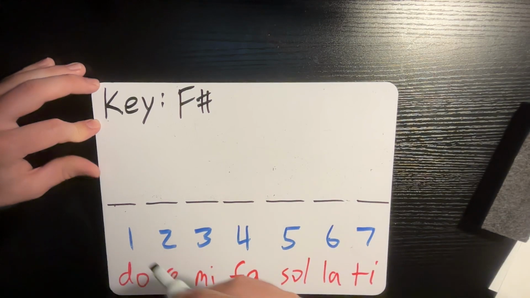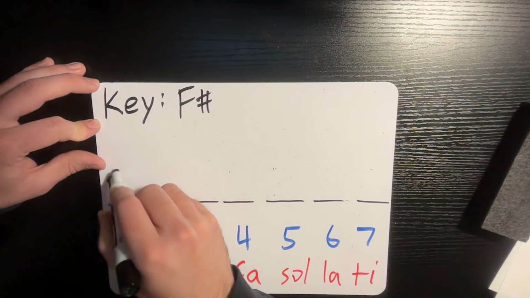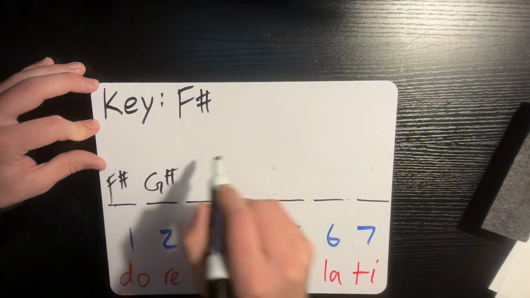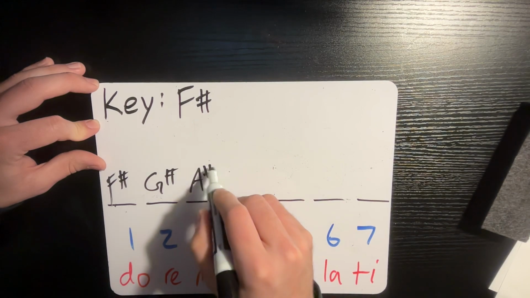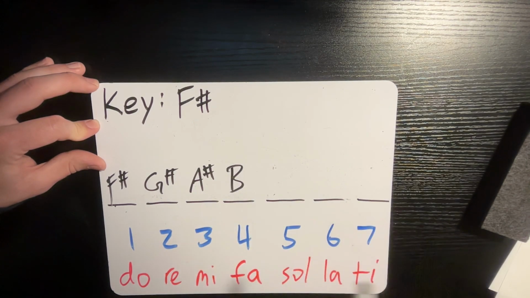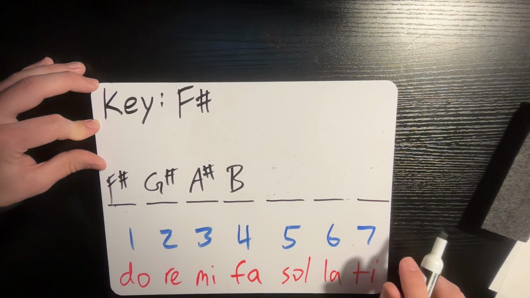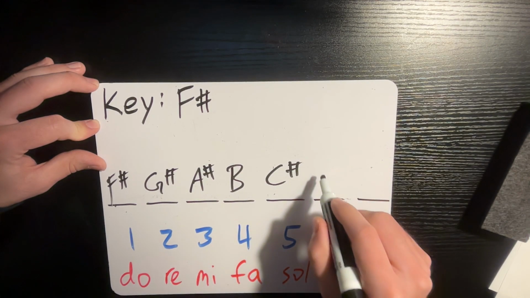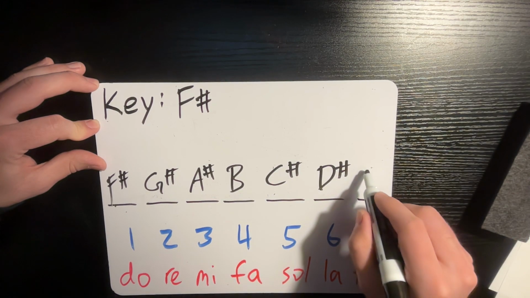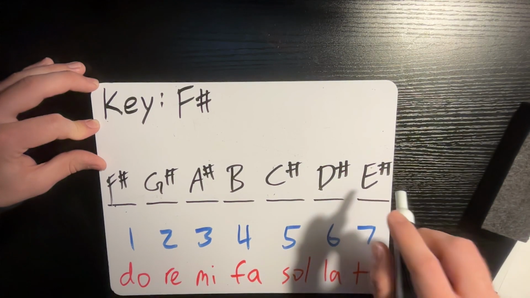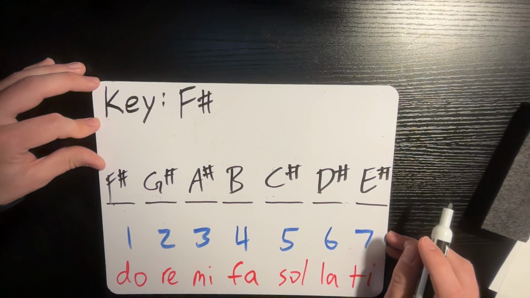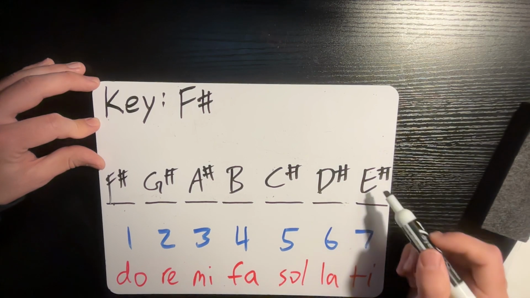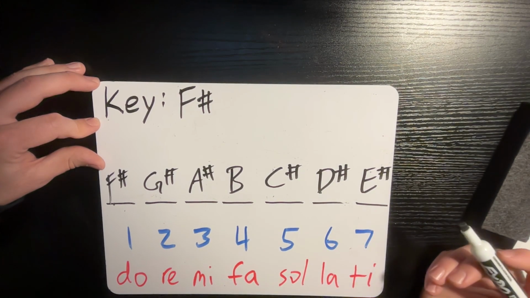So the first note is F sharp. And then we have G sharp, A sharp, B. B is now the only natural note left in the major scale. C sharp, D sharp, E sharp. Yes, you are not reading that wrong. E sharp. E sharp is a white key on the keyboard, actually. It's the key that we normally would call F.